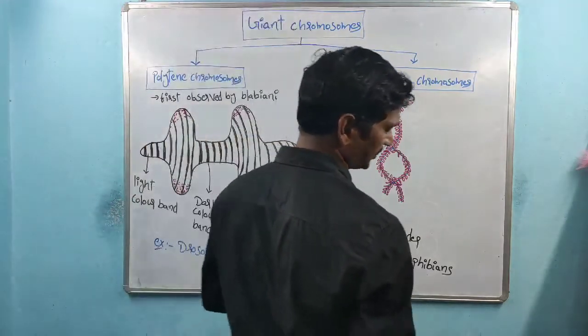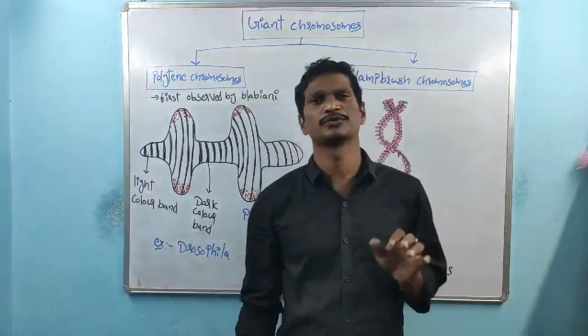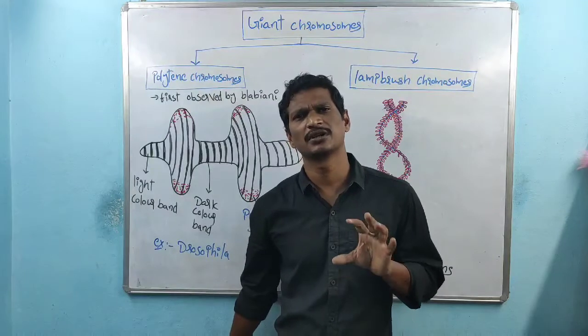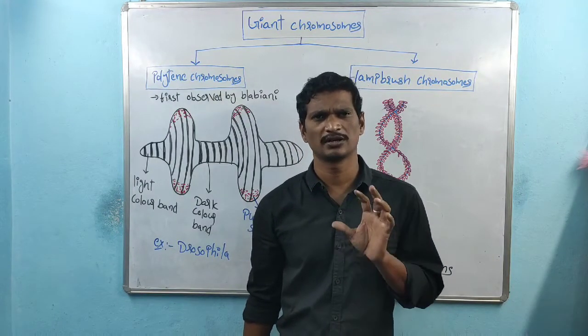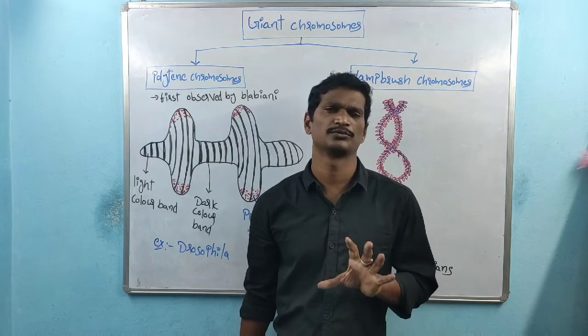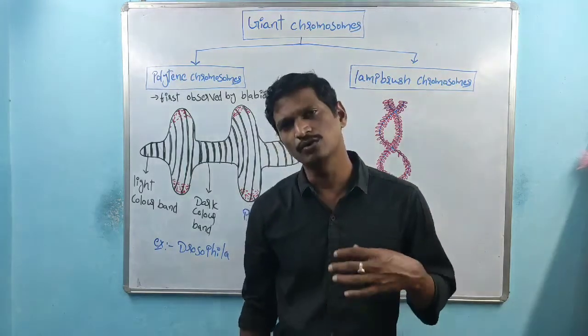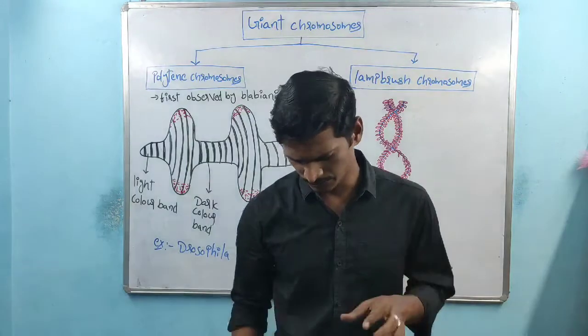Coming to the next concept, the giant chromosomes. Here giant means large. So the chromosomes are large size chromosomes, right? Sir, in a cell, how are the large size chromosomes produced?